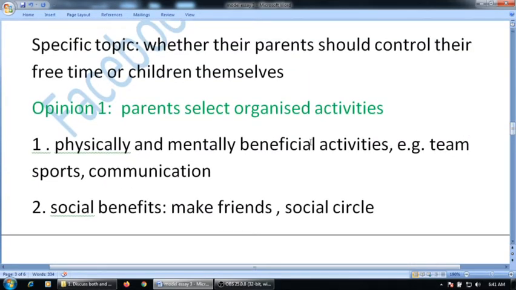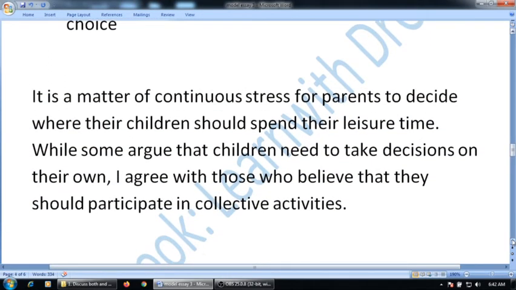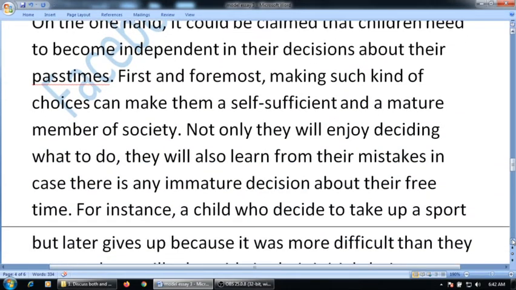Now I would start body paragraph 2 with opinion 1. This is my opinion that I have agreed with. So I would talk about the physical and mental benefits of activities, team sports, communication. So parents would select those activities that are physically and mentally beneficial, and there are also social benefits: their children can make friends, they can increase their social circle. So these are the benefits. This is why parents should select. This was the introduction, and this is the first body paragraph.